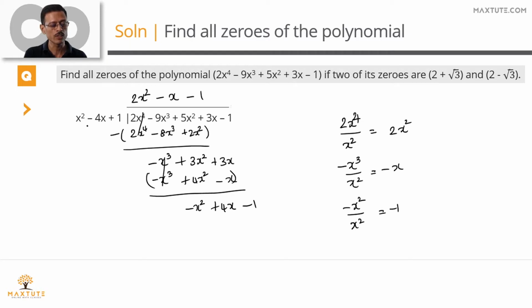Multiply this minus 1 with all terms of the divisor, which will give you a minus x square. Minus of minus 4x is a plus 4x. Minus 1 into plus 1 is a minus 1. Subtract this term from the previous term, and we'll get 0. So this is a factor, it is absolutely right.